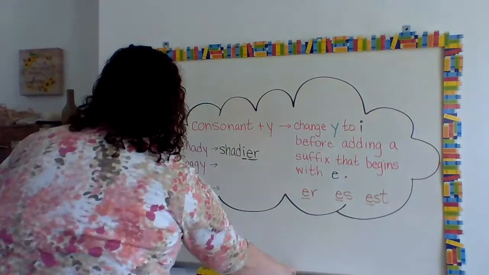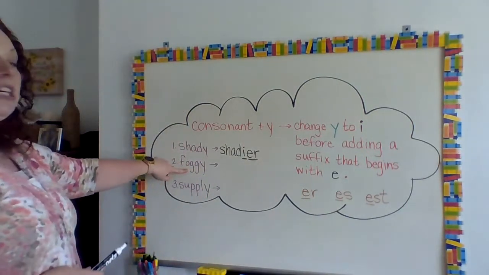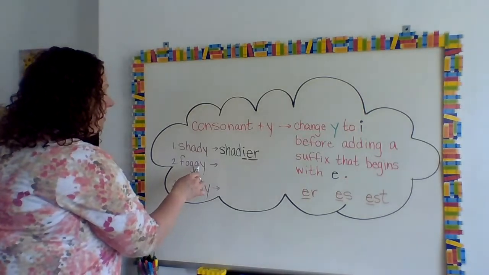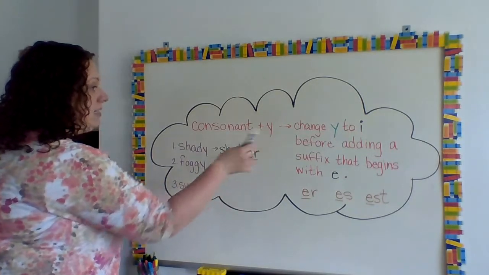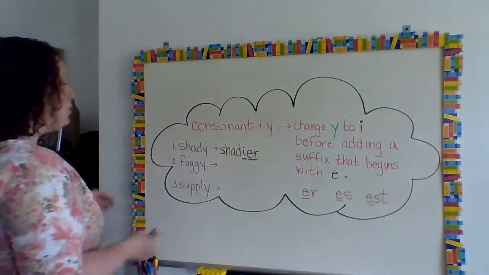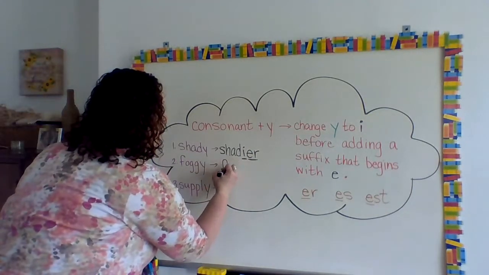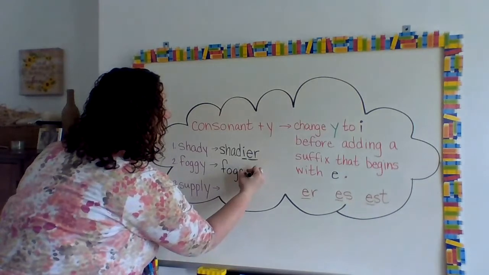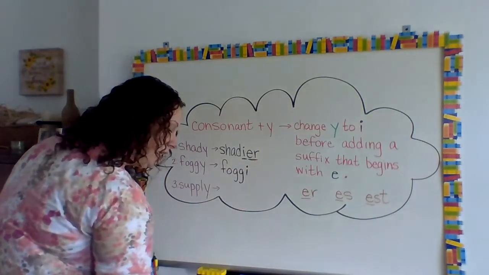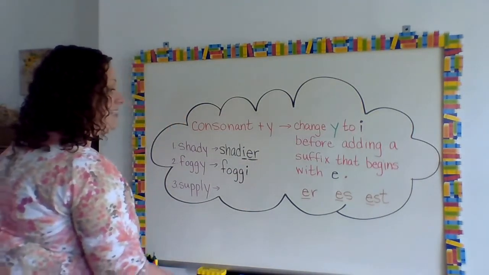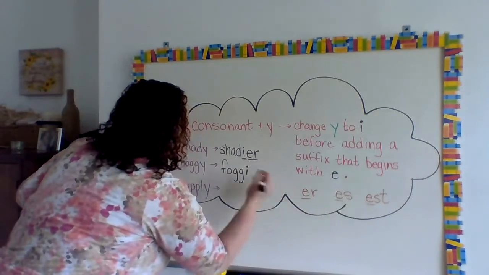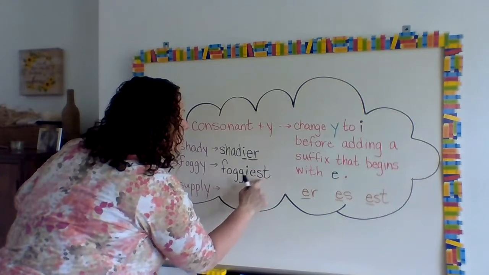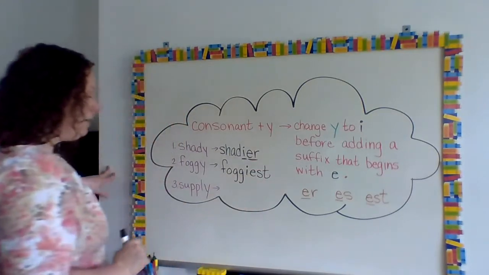Okay, let's do number 2. I have the word foggy. So I have my consonant here, G, and a Y. So now I know I need to change my Y to an I. So let's write that. F-O-G-G-I. And then your word in here is foggiest. So we're adding the suffix EST. So before we do that, we have to change that Y to an I.